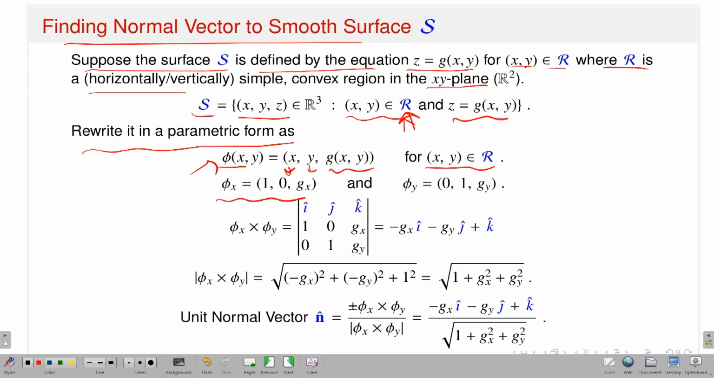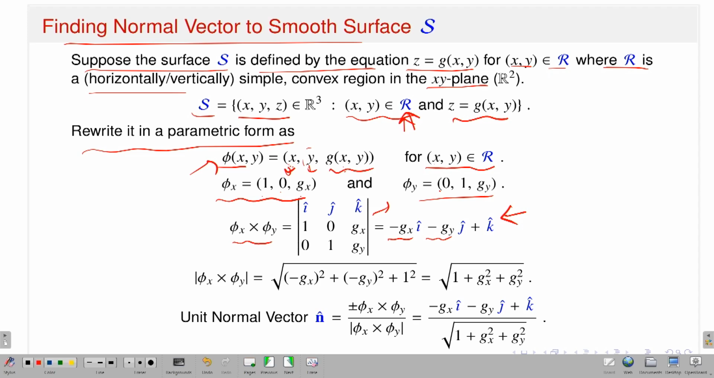Now if I calculate del phi del x, look at phi of x, y, which is x, y, g of x, y. You take the partial derivative of each component with respect to x. First one gives 1, second one gives 0 because it is a function of y, and third gives del g del x. What about phi y? First one, since it is a function of x, gives 0, second gives 1, and third gives del g del y. Now you take the cross product using the determinant formula. It turns out the vector is minus g x, minus g y, and 1.